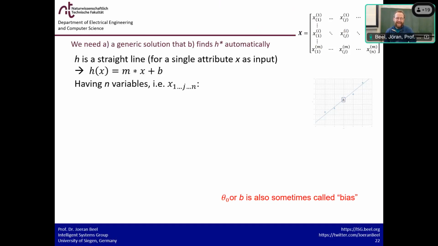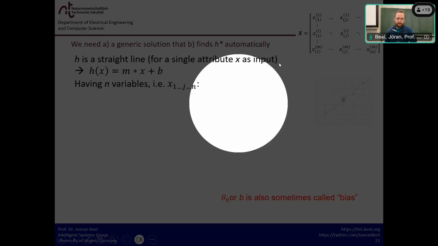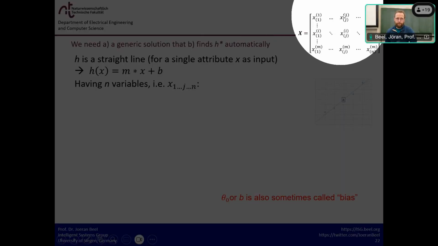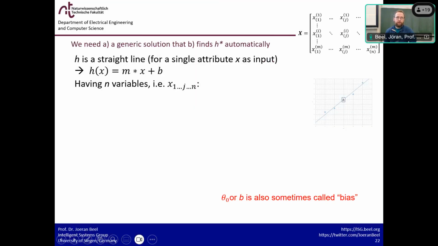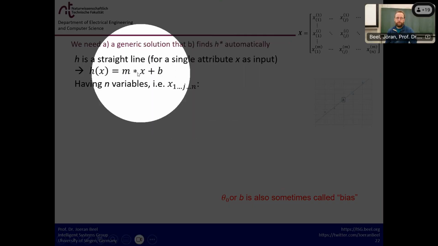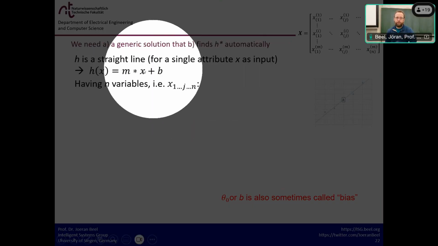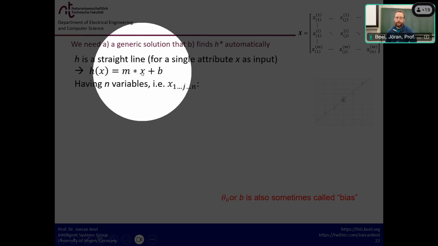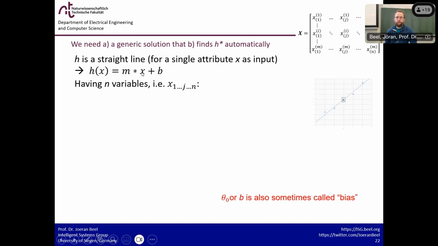Now, if we have n variables, so here 1, 2, 3, 4, 5, n variables, what's the function for this? How do you model an n-dimensional linear function? What is this looking like if you have not just one x, but x1, x2, x3? Just like this.